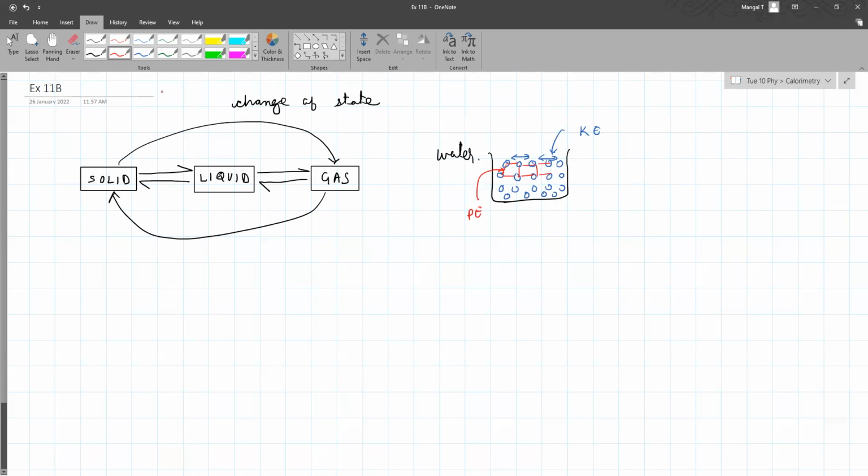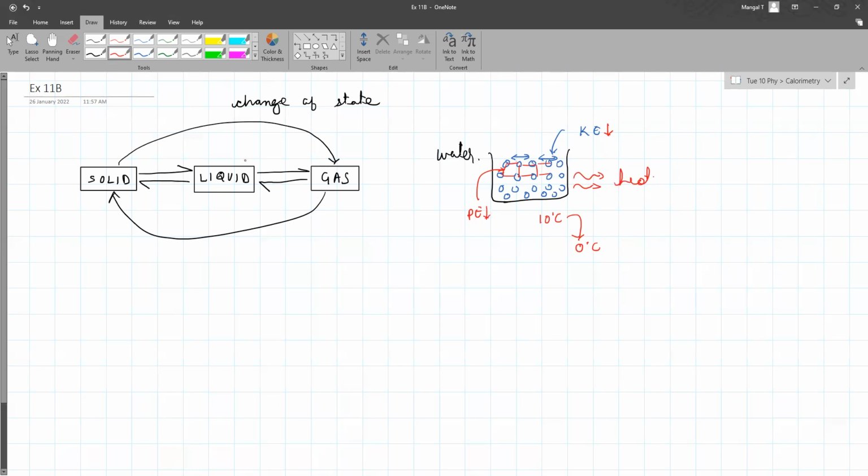Now say for example you are withdrawing heat from it. The heat has been lost. So what will this heat do? The lost heat will reduce the kinetic energy, and also it will reduce the potential energy. So say for example water, which is at 10 degrees Celsius, gradually the temperature will drop to 0 degrees Celsius. And while the heat has been taken away, the kinetic energy as well as potential energy is lost.